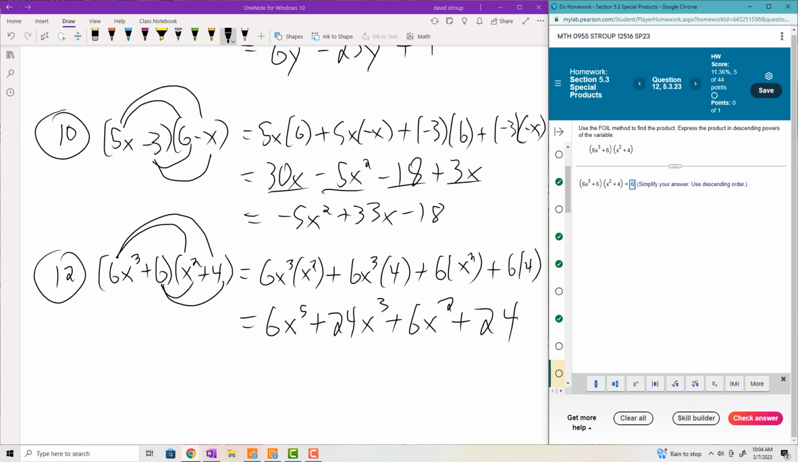So this time we have 4 terms, which is okay. There's nothing to combine. Unlike the previous problems, where we could usually combine the inner and outer terms, in this case, no, and that's okay.